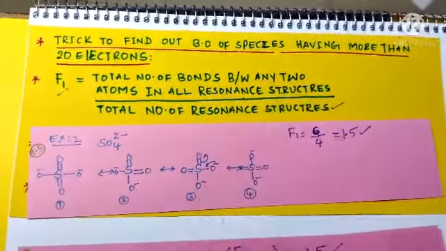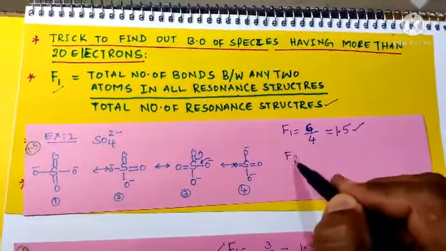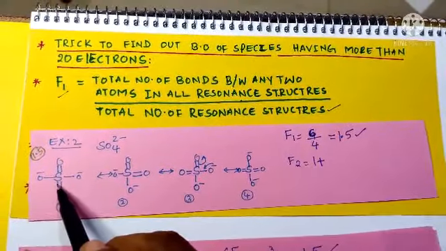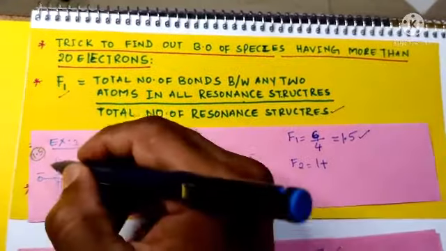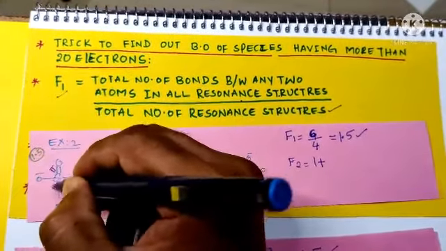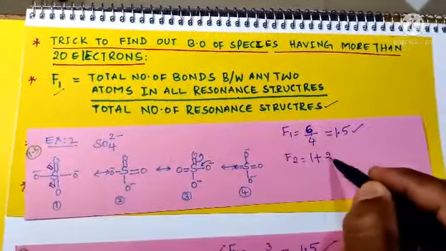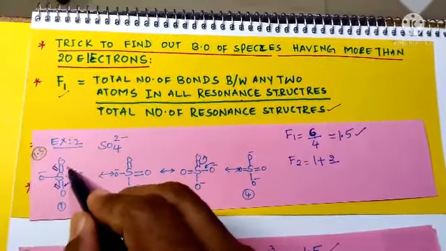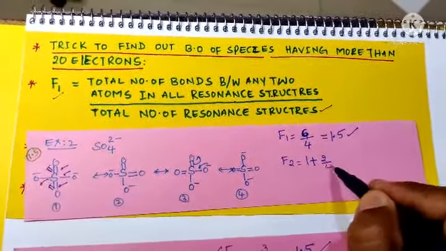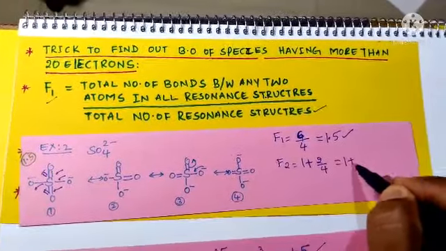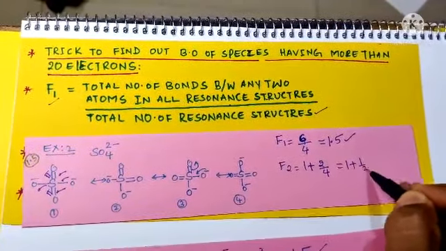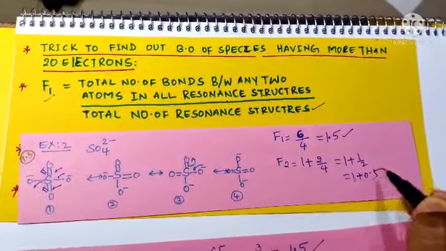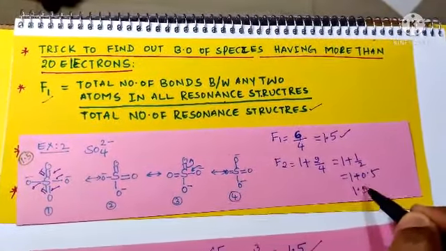Then by using formula 2: 1 plus the number of pi bonds. How many are there here? 2 pi bonds are there, students. This is the pi bond, this is the pi bond. Now 2 pi bonds divided by the number of sigma bonds. How many, students? 1, 2, 3, 4 are there, that is 4. So that is 1 plus 1 by 2, that is 1 plus 0.5, that is 1.5, students.